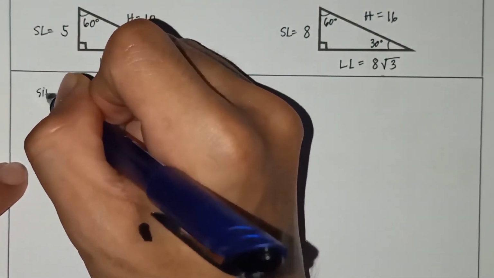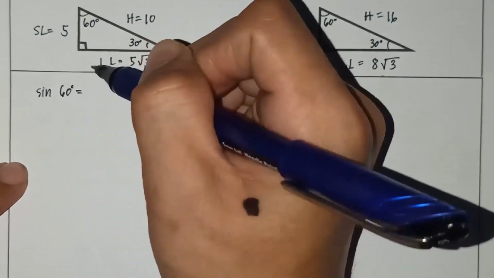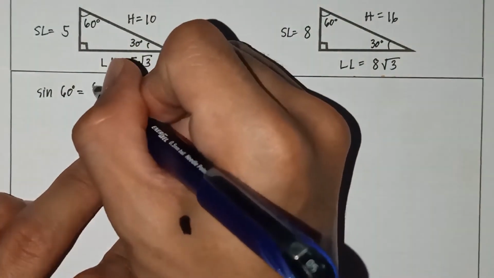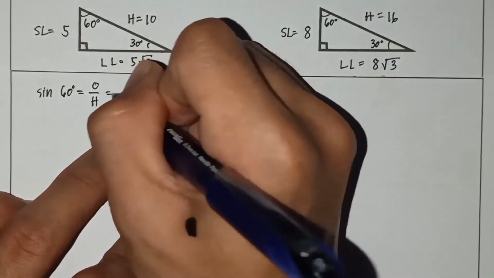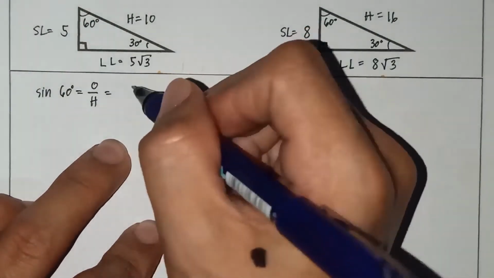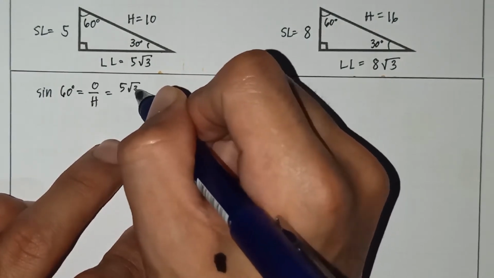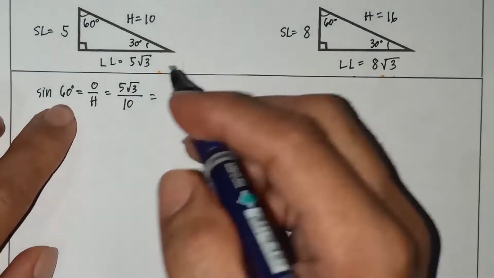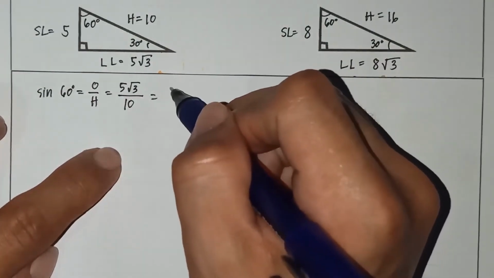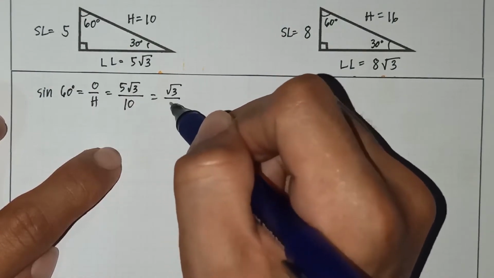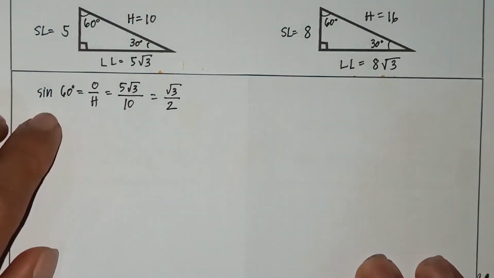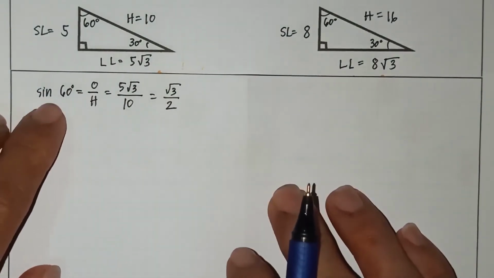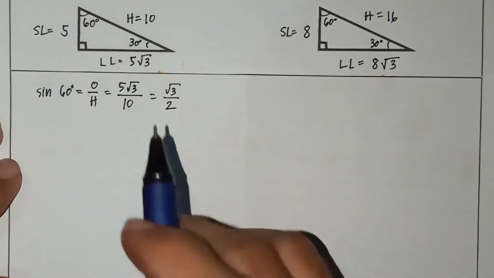So we have sine 60 degrees. Sine is equal to opposite over hypotenuse. The opposite to 60 degrees is 5 square root of 3. The hypotenuse is 10. And sine 60 degrees now is 5 divided by 10 is 1/2, or that is square root of 3 over 2. So this is the value of sine 60 degrees. Take note that this value will always remain under 30, 60, 90 degrees.